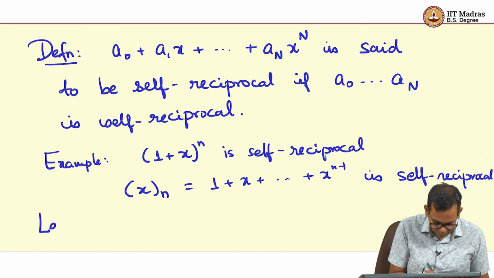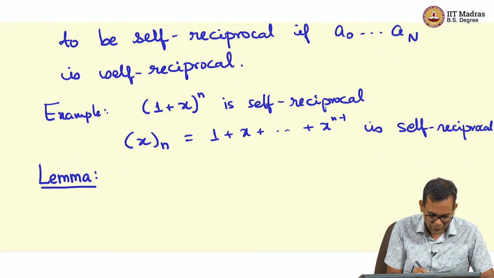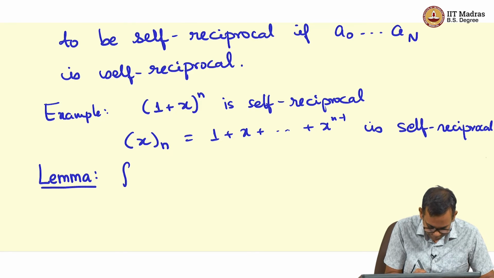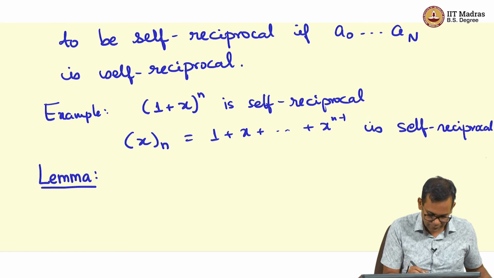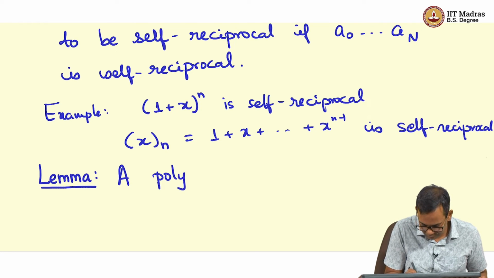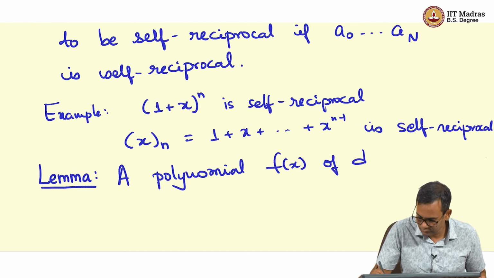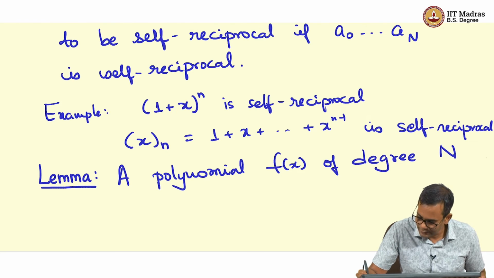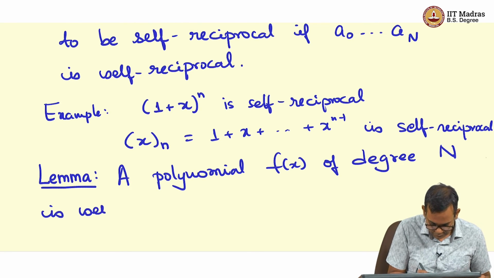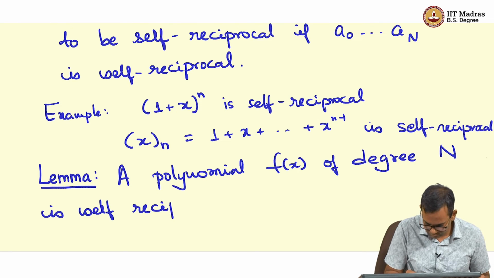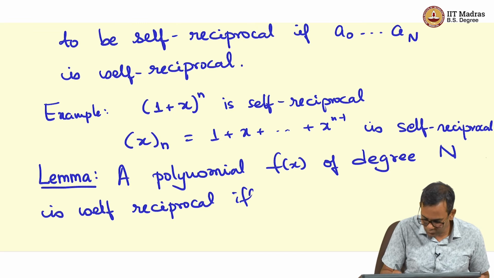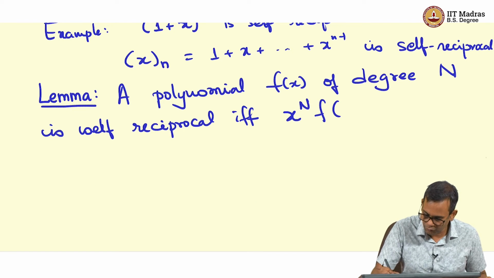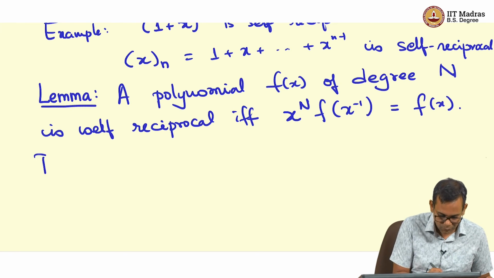Okay, so here is a lemma. How do you recognize self-reciprocal polynomials using algebra? So, a polynomial f x of degree n, let us say capital N, is self-reciprocal if and only if x to the power n f of x inverse is equal to f of x. The proof is quite easy.